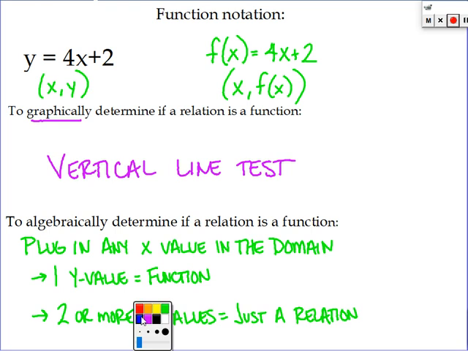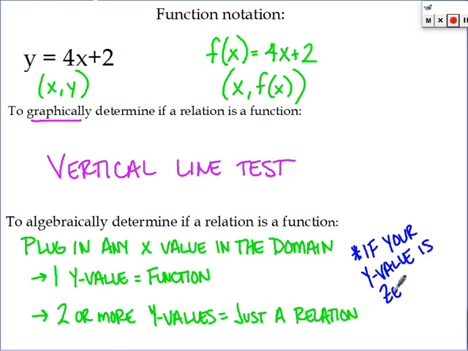If your y value is 0, you have to choose another x value and try again. Because 0 has some properties where maybe you should be getting 2 answers, but the 0 kind of negates all that. So if you plug in 4 and you get back 0, try plugging in 5 and get a different number. We don't want to get 0 as that answer. It's not a good test to see if it's a function or not.